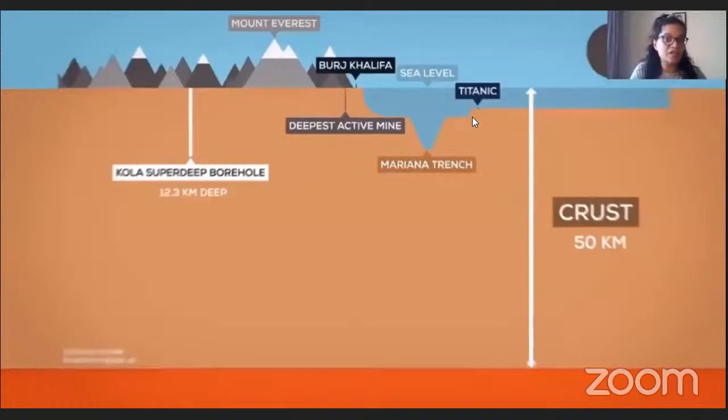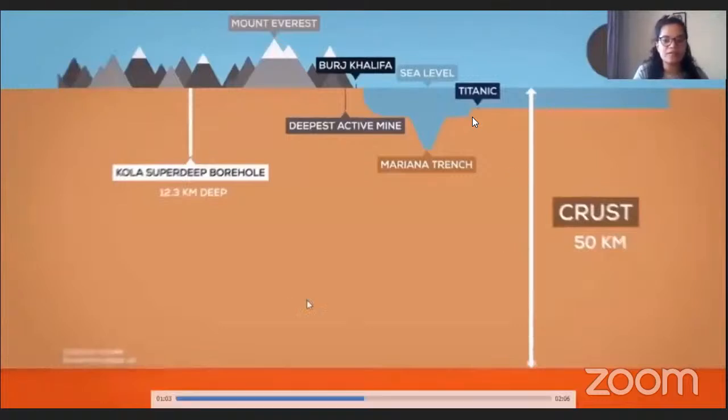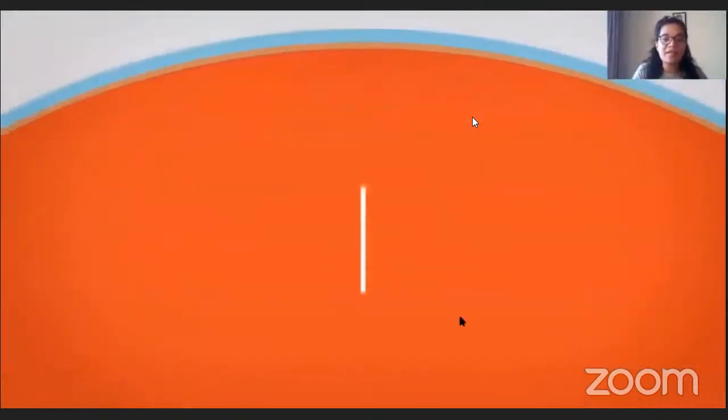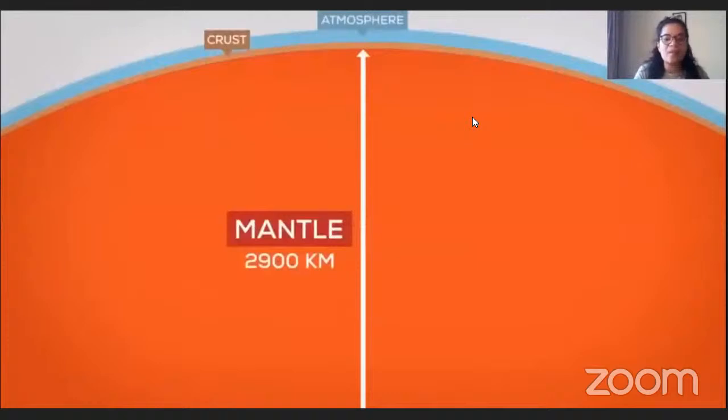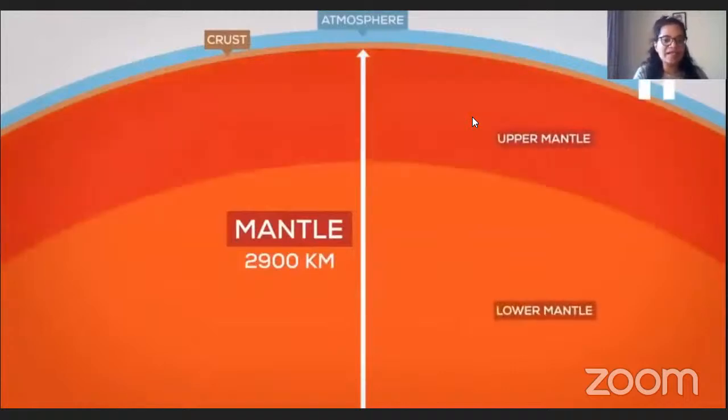Now we are going to learn the other layers of the earth. Okay, so after the crust, there's something that's called the mantle. Now, mantle is about 2,900 kilometers thick. Now mantle consists of two parts. You know what they are? The upper mantle and the lower mantle.